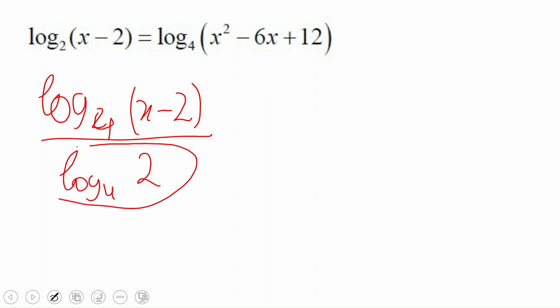Now, what is this expression equal to? Let's solve it over here. Log base 4 of 2 is equal to x.